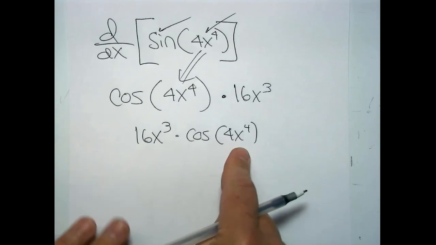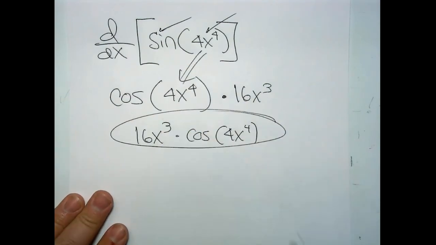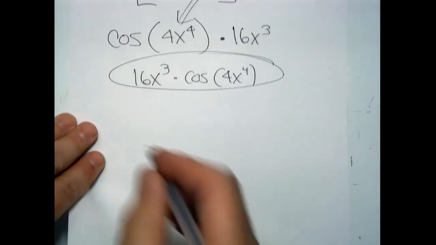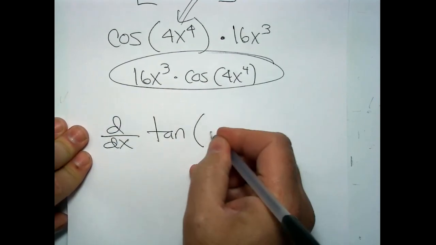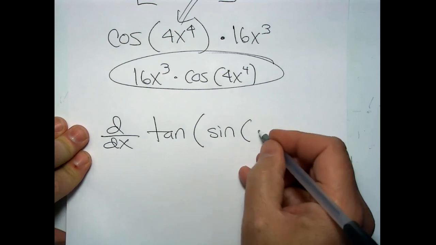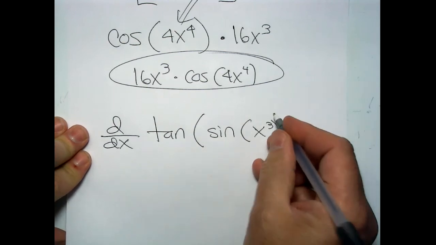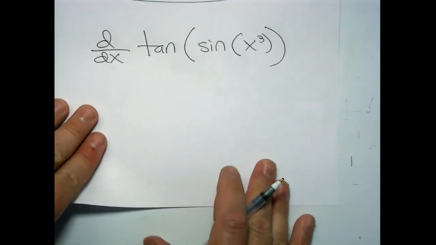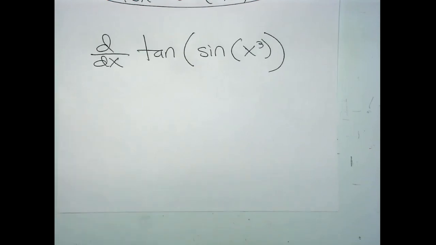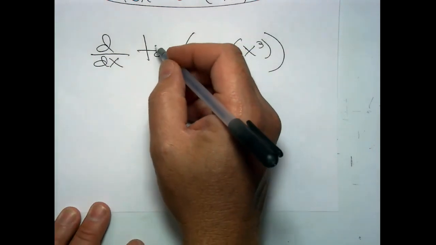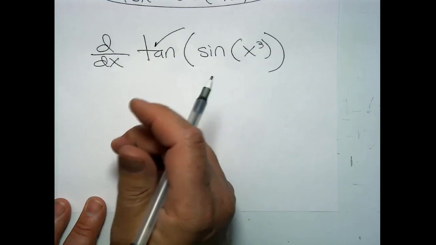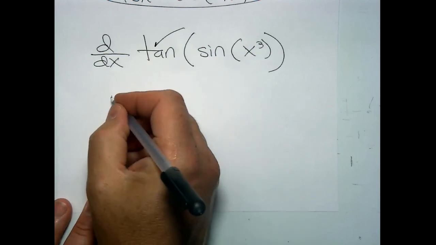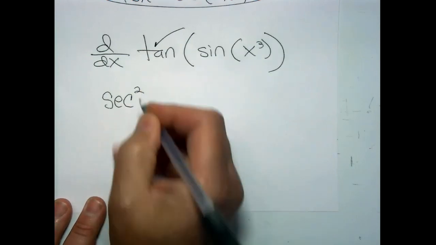You know that things outside the parentheses don't interact with the things inside. Let's try something else. d dx, the tangent of the sine of x cubed. This is a very good example of the chain rule running multiple times. Start with your outer function. Who remembers the derivative of tangent? Might be one you have to look up, but it is one that I expect that you know. The derivative of tangent ends up being secant squared.